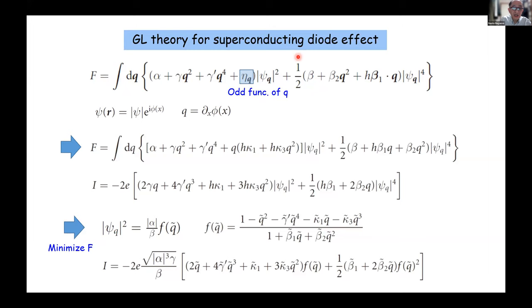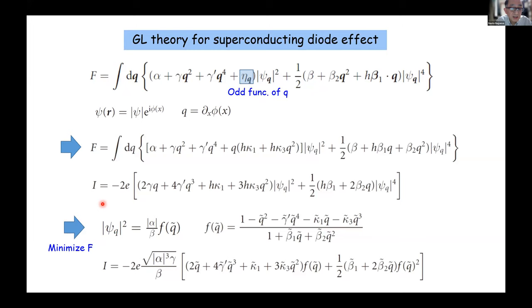So the idea is the same. Again, we have the cubic term and the linear term, namely the odd function of Q in front of this order parameter squared, right? So then we can analyze this free energy in the following way. So if you define the amplitude and phase gradient, then this free energy is given by this expression. So here is an odd term with respect to the Q, right? And also the current is given by this expression, right?